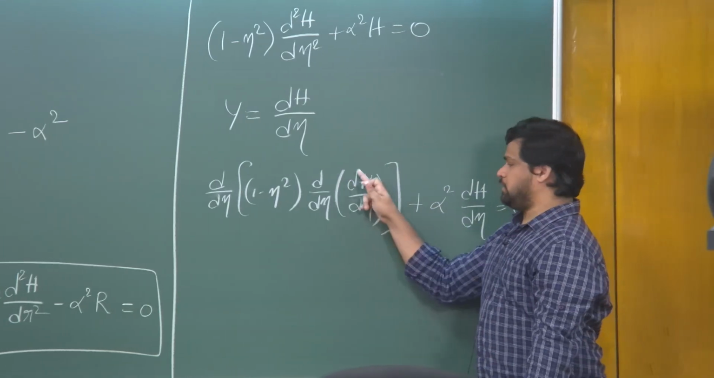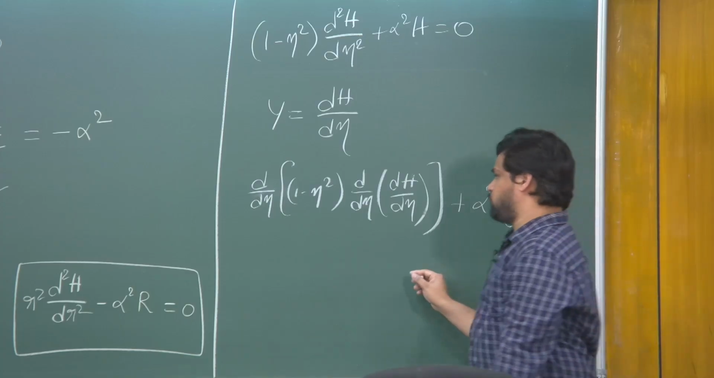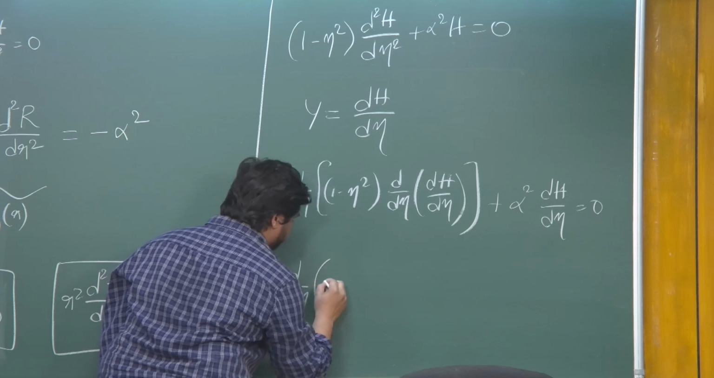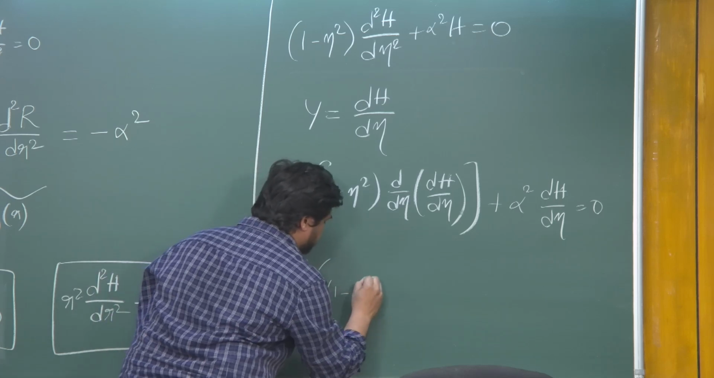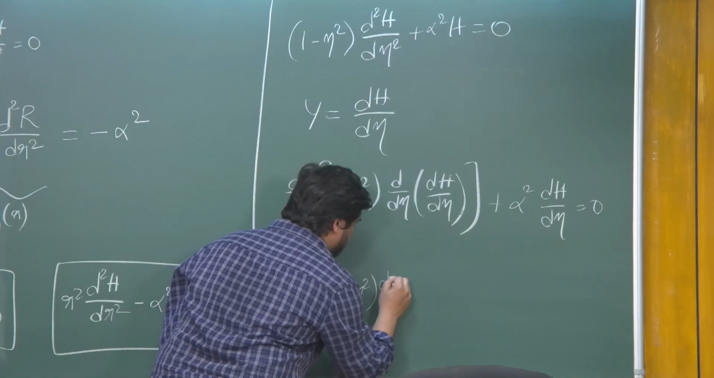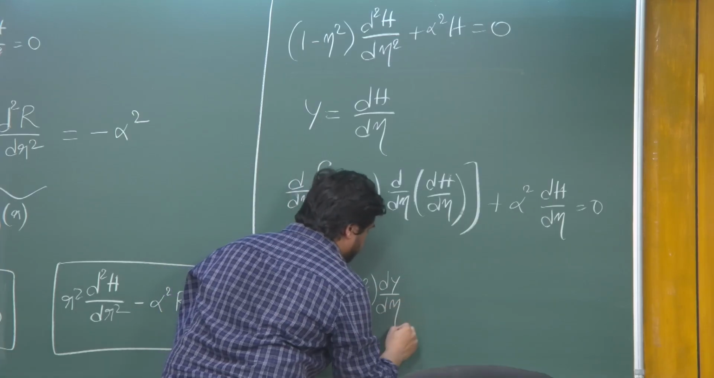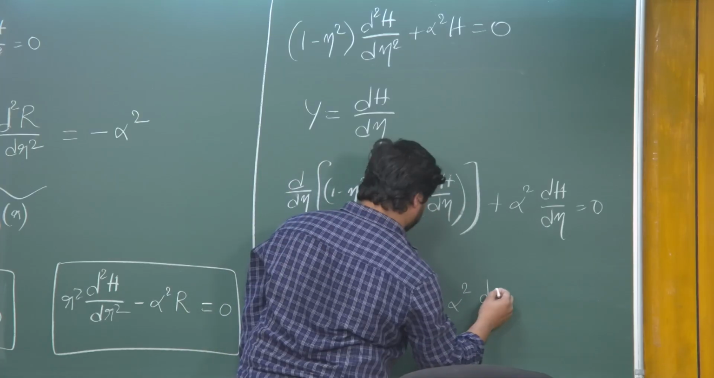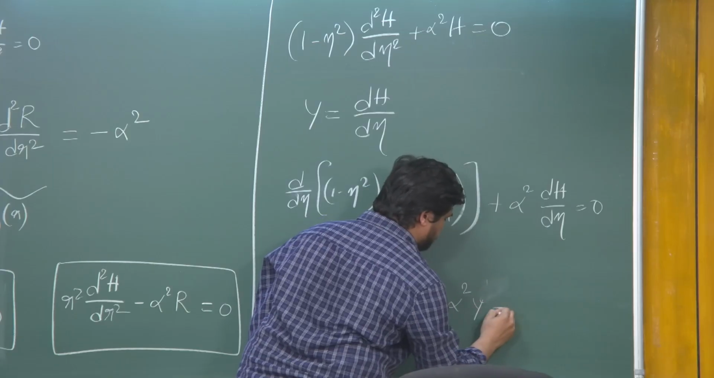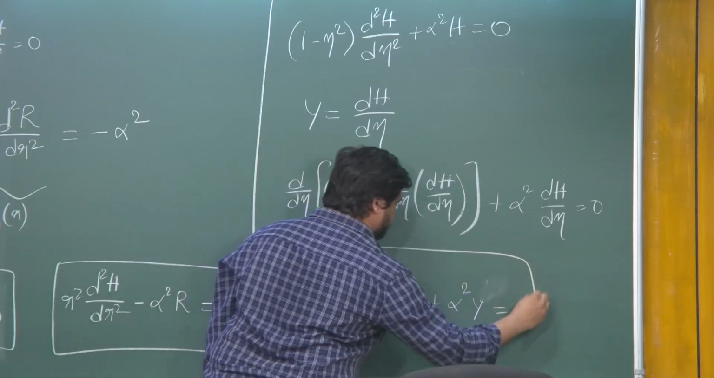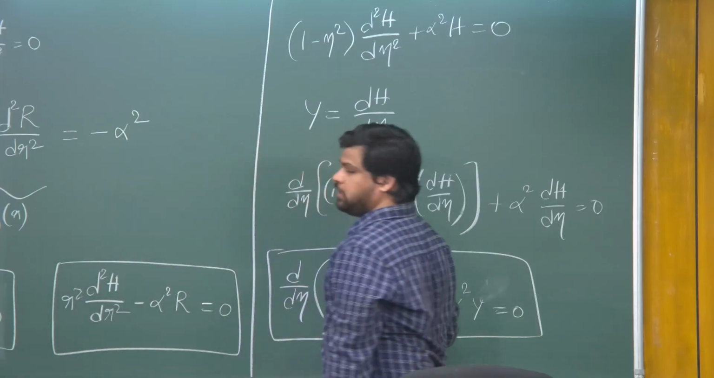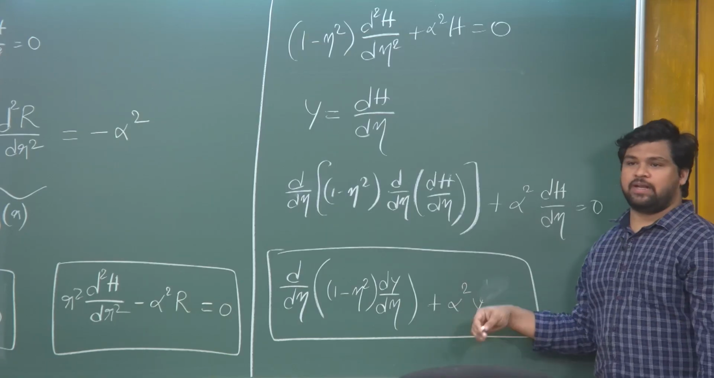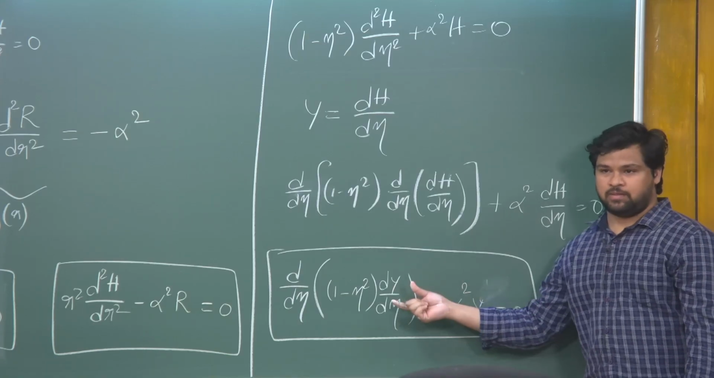Since my y is dh by d eta, this equation will be transformed to d by d eta times (1 minus eta square) dy by d eta plus alpha square times y. So this equation is nothing but our Legendre polynomial equation with alpha square equal to n into n plus 1. That is the eigenvalue of this Legendre polynomial.